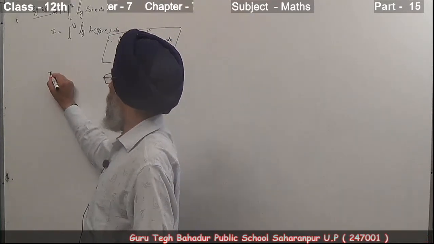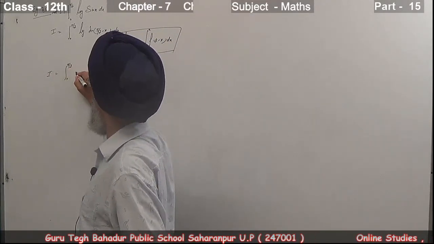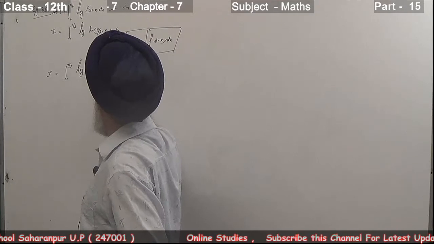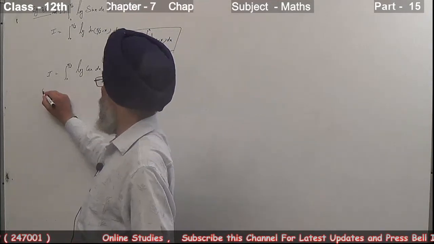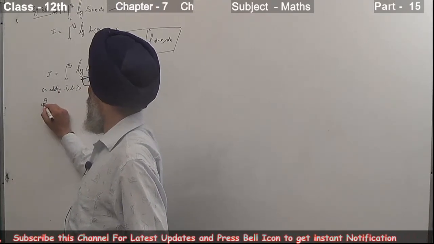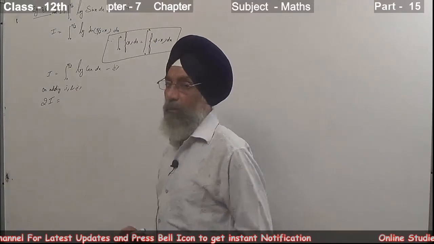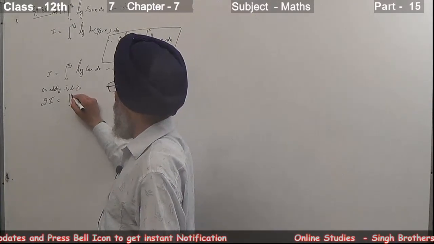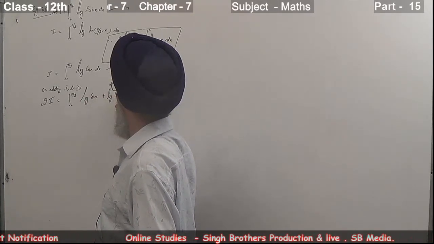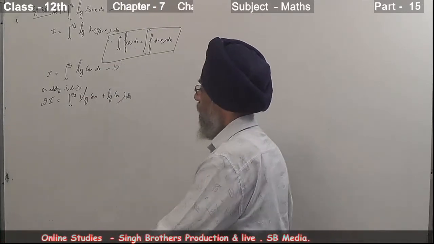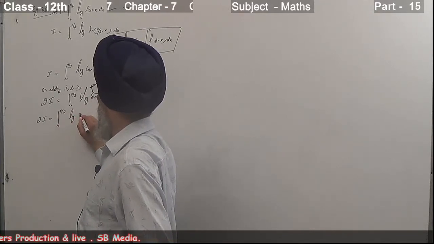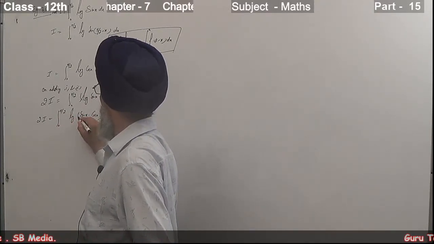So it becomes I is equal to the integral from 0 to pi by 2 of log of cos x dx. Adding first and second, we have the same limits, so we can add it. It becomes the integral from 0 to pi by 2 of log of sin x plus log of cos x dx. So twice of I is equal to log of sin x into cos x.